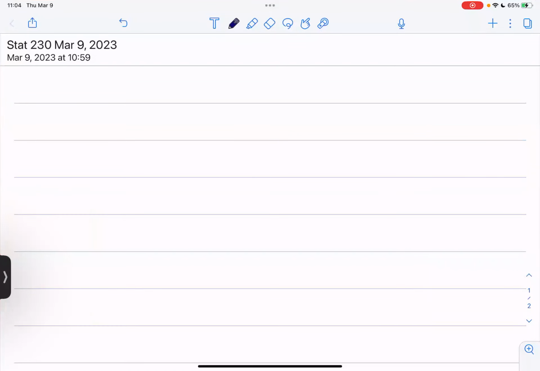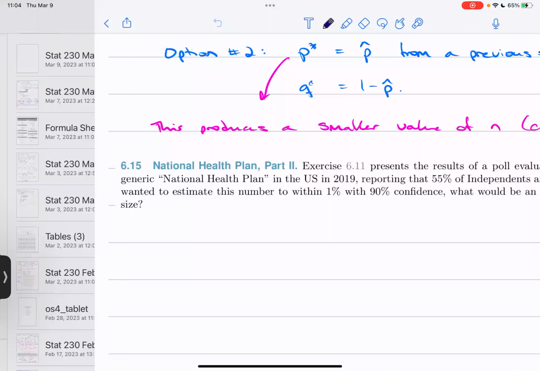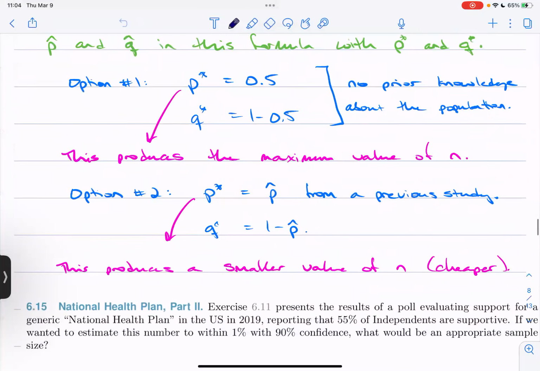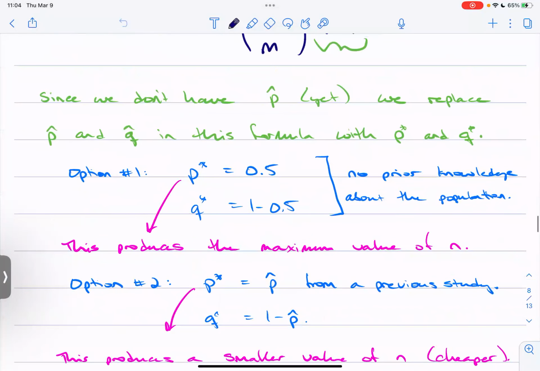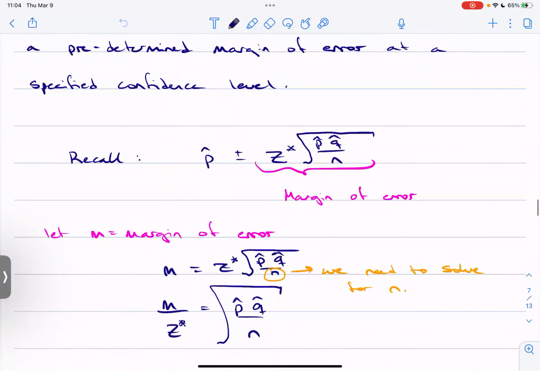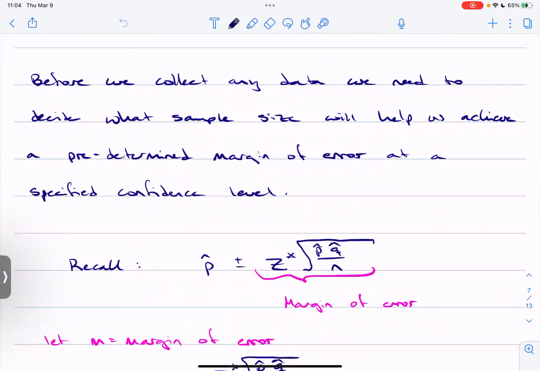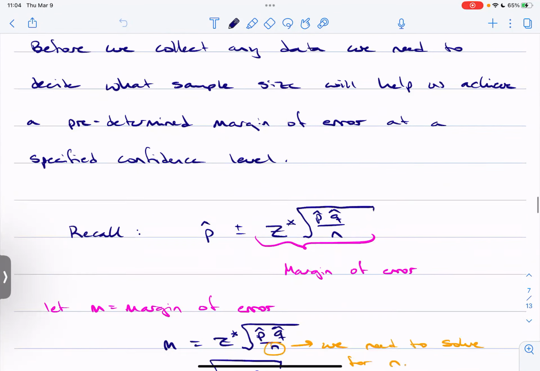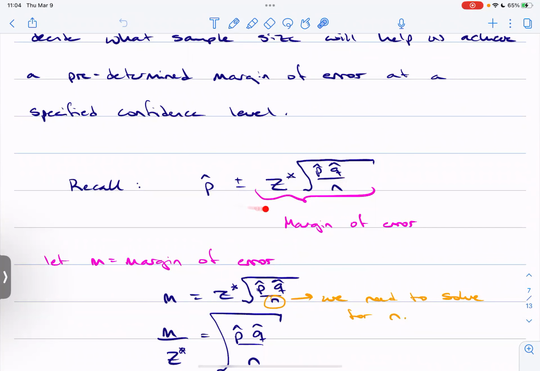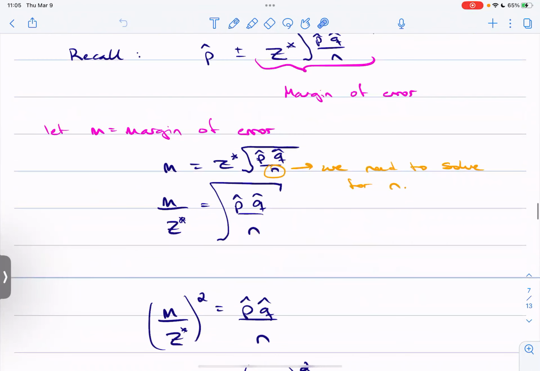Thursday. But I feel like I left you guys with a tiny task. So we were talking about calculating what sample size you would need, right? Given some margin of error that you want to be reporting and some confidence level that you want to be reporting at. And so what we said was, well, we can change this formula, where the plus minus chunk is the margin of error, and then we can solve for n.